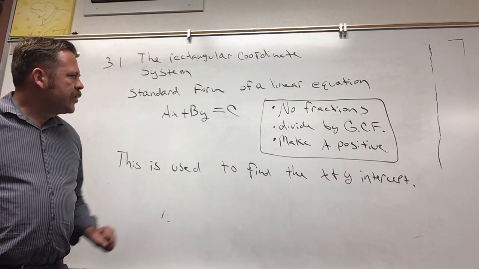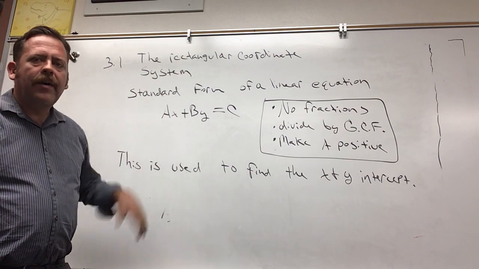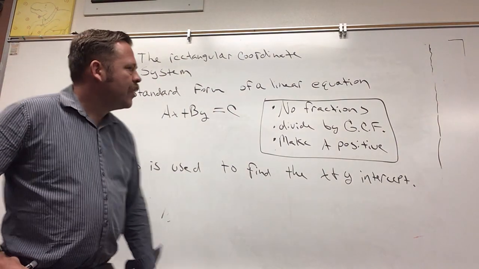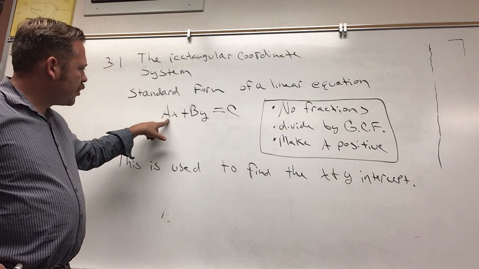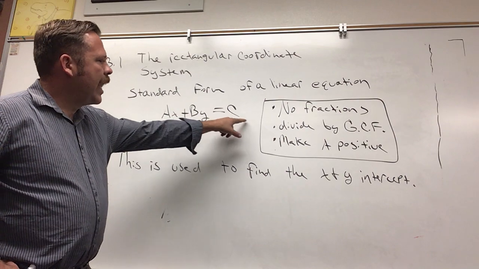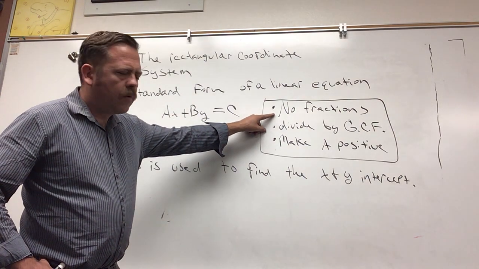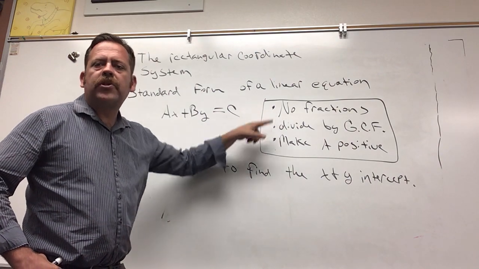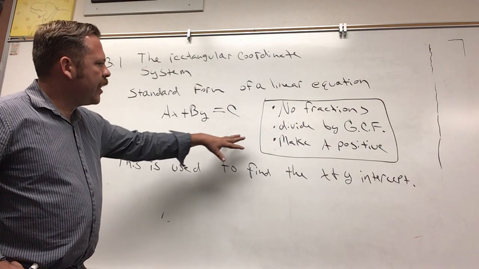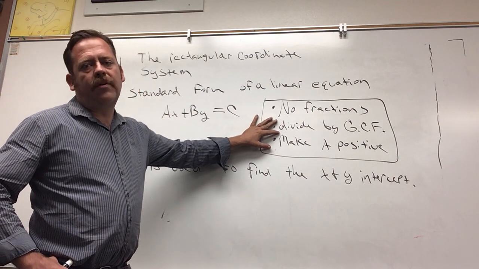But there's some stipulations about standard form. We like to keep it organized, I guess. When we're in standard form, the x term goes first, followed by the y term, equal to the number. And we like it when you clear all the fractions, okay? Remember, we do that by multiplying by the lowest common denominator. We like it when you divide by the GCF so that it's in its most simplified form, okay?